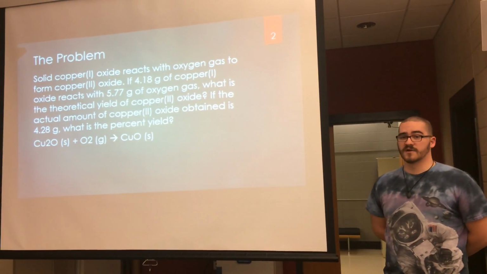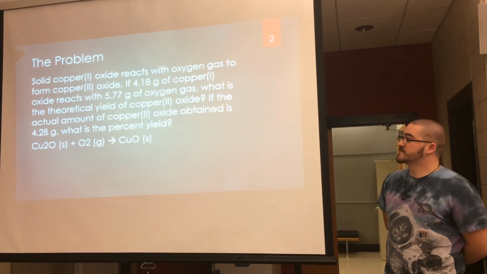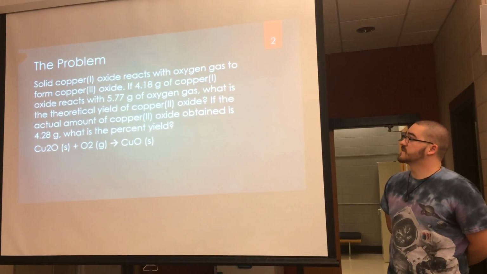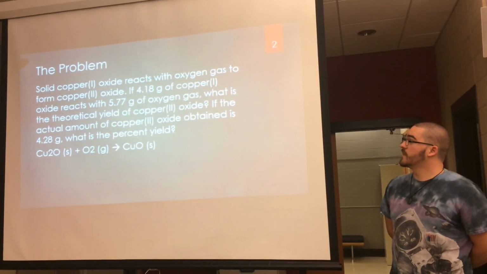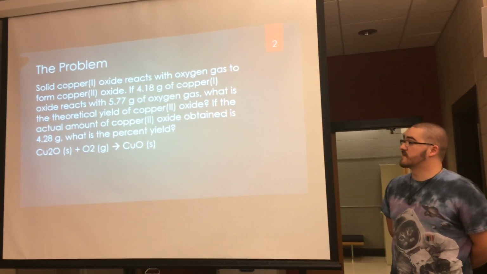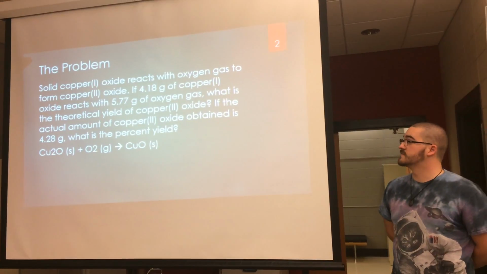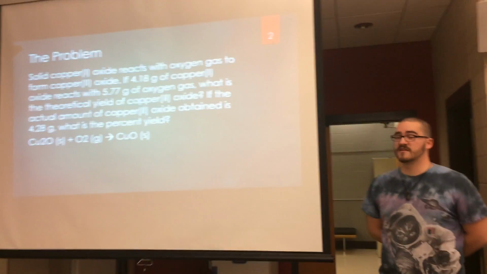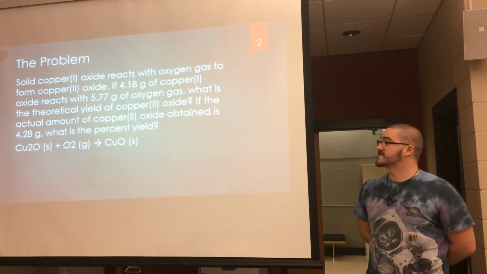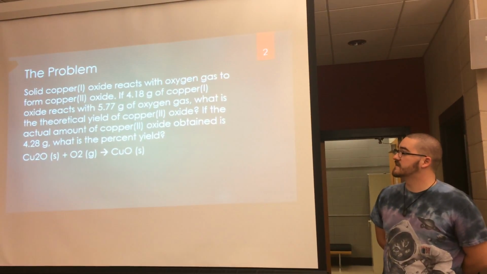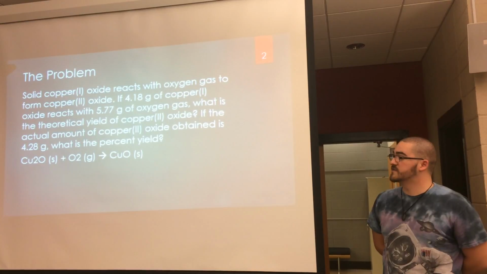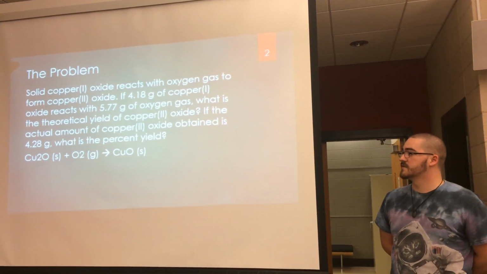To show the problem that we are going to solve today: solid copper(I) oxide reacts with oxygen gas to form copper(II) oxide. If 4.18 grams of copper(I) oxide reacts with 5.77 grams of oxygen gas, what is the theoretical yield of copper(II) oxide? If the actual amount of copper(II) oxide obtained is 4.28 grams, what is the percent yield?